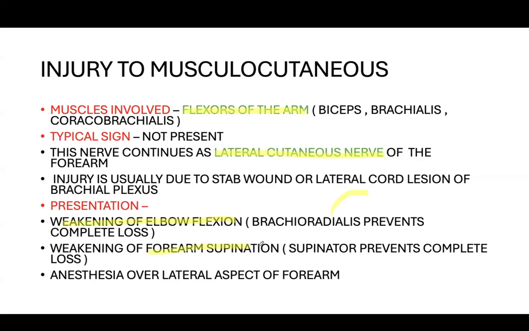You're going to have weakening of forearm supination. Again, not complete because the supinator, which is the main supination muscle in the body, is going to prevent complete loss, but the biceps are lost, which causes weakening. And then anesthesia over the lateral aspect of the forearm because of the lateral cutaneous nerve. So I hope that's clear.